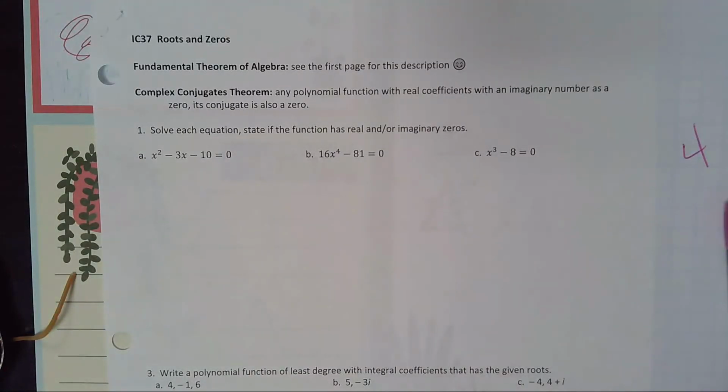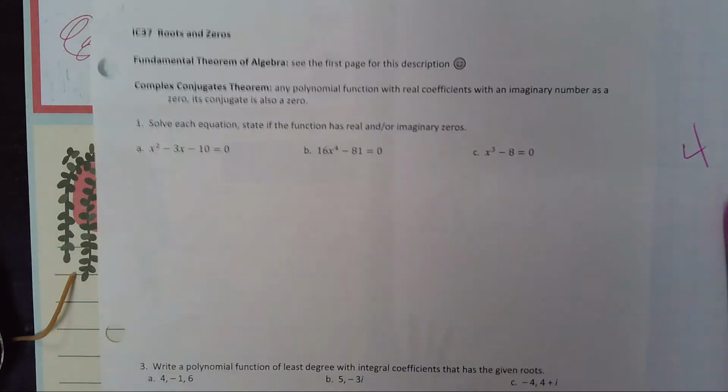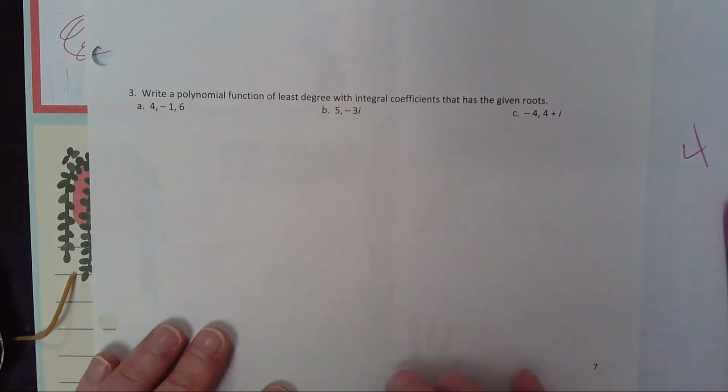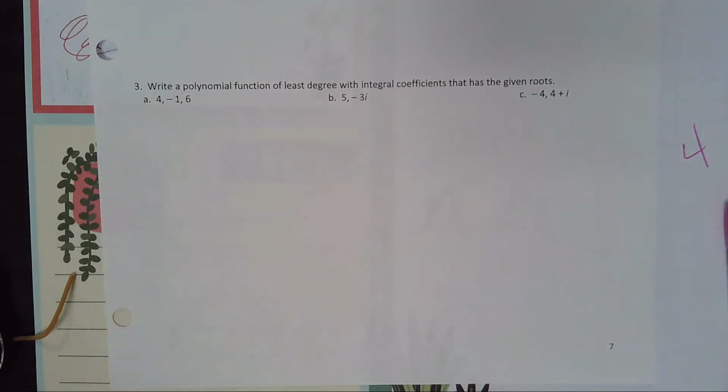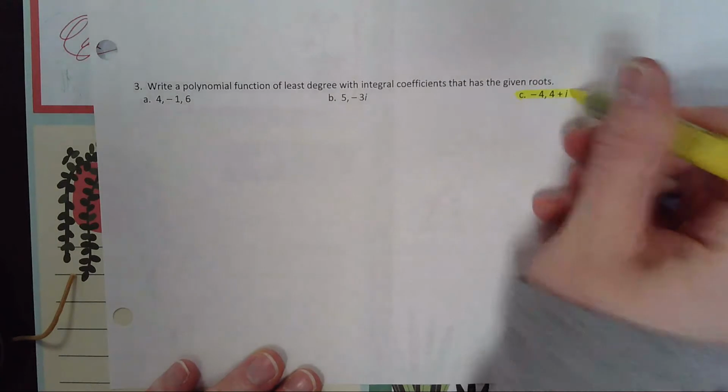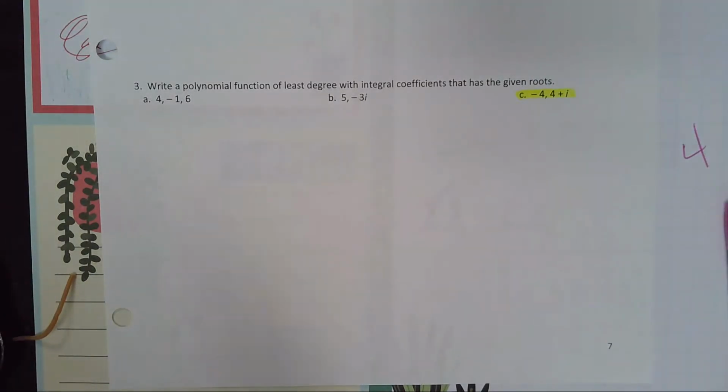we also have the complex conjugates theorem. Any polynomial function with real coefficients that has an imaginary number as a zero, its conjugate is also a zero, meaning you have plus or minus an i in there. The notes that I care the most about are these examples down here. The most important one is example C here. But these other ones, we're going to walk through and talk about them.